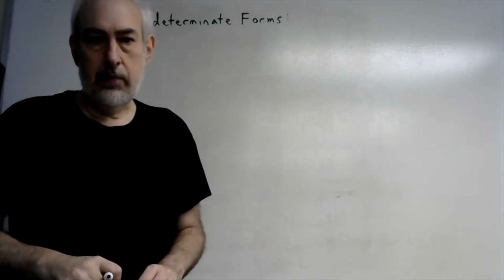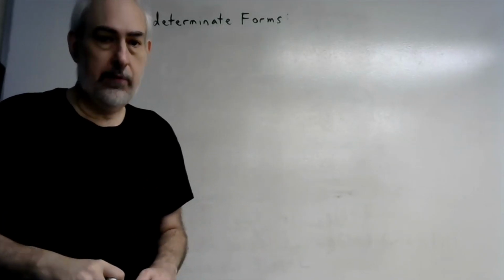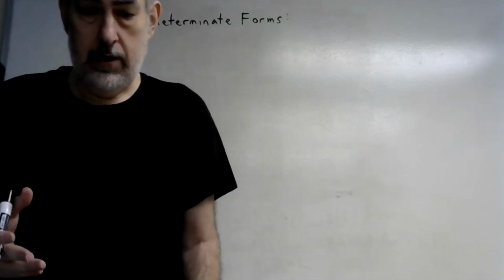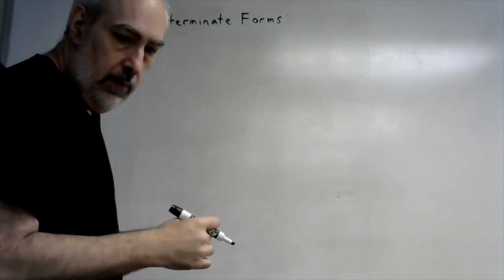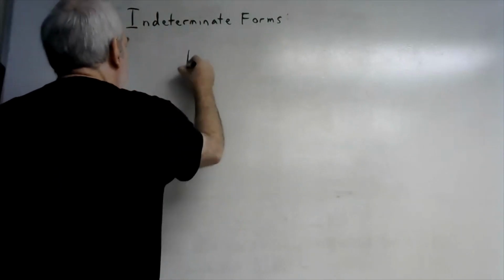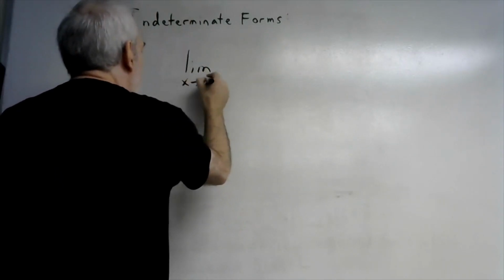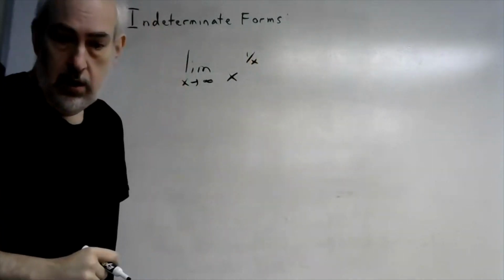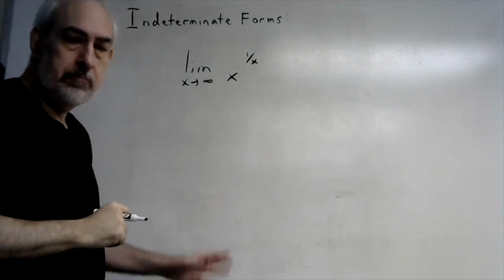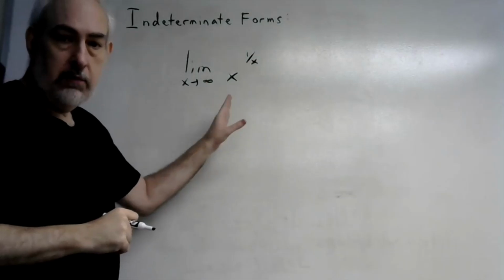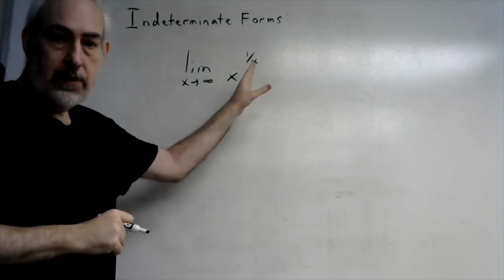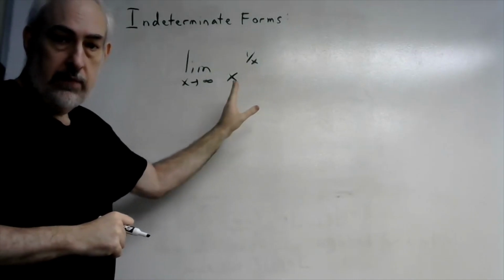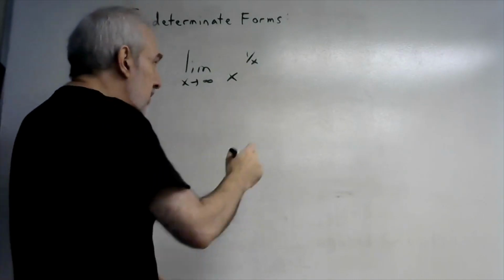Now, the next examples are going to be exponential examples, and it's going to be a little bit harder to turn an exponent into a fraction. So let's say we have the limit as x approaches infinity of x raised to the power of 1 over x. The base of the exponent is going to infinity, and the exponent, 1 over a large number, is going to go to 0. So we have infinity raised to the power of 0.